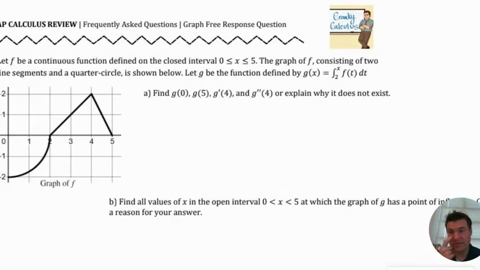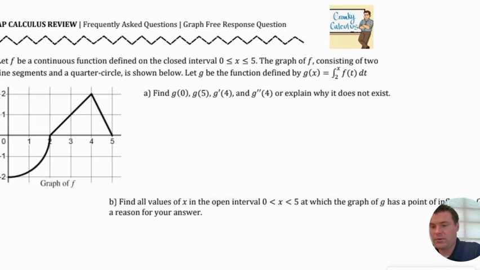Let's get started here. So let f be the continuous function defined on the closed interval from 0 to 5, which you can see in the graph right there. The graph of f consists of two line segments and a quarter circle, and that is shown below. Let g be the function defined by g of x equals the integral from 2 to x of f(t) dt. First thing we're going to do here is find g of 0, then find g of 5, g prime of 4, g double prime of 4, or explain why it does not exist.